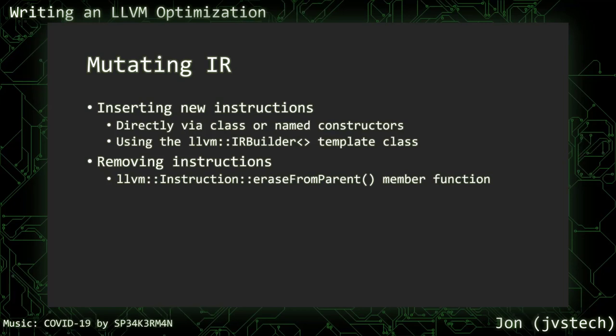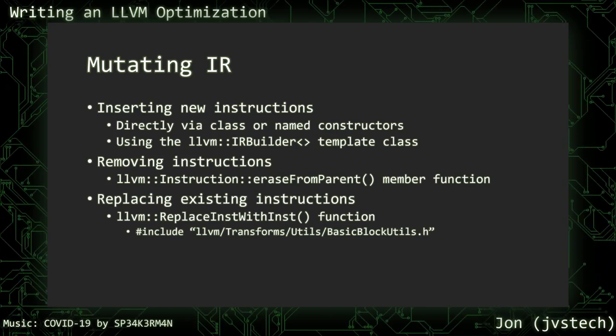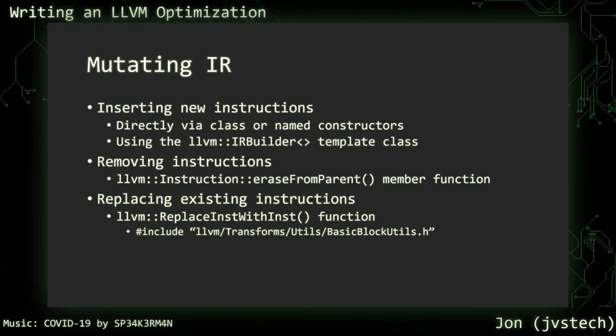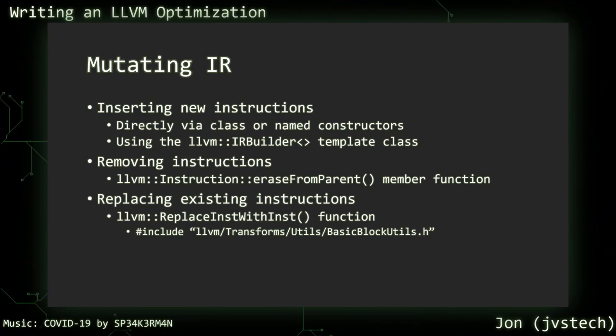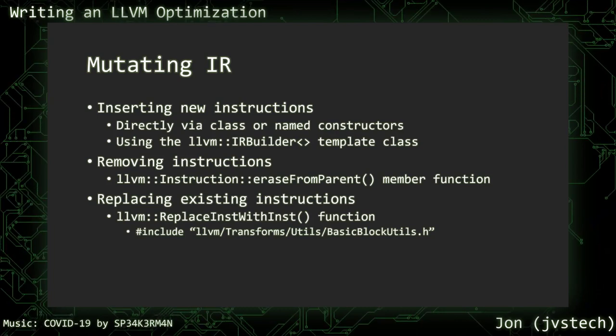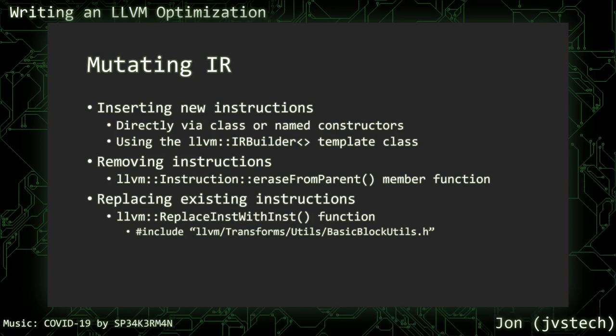Removing instructions is fairly trivial and can easily be accomplished with the erase from parent member function. Instructions can also be replaced with other ones, such as if you wanted to replace an add with a sub. This can be done manually by erasing the unwanted instruction and inserting the new one in the same location. However, doing so also requires that any users of the erased instruction be updated to use the newly inserted instruction. The utility function replaceInstWithInst handles this automatically and is the preferred way of doing it. Keep in mind, however, this function cannot replace an instruction with one that already exists in a basic block. It must be given an instruction that has not been inserted anywhere yet.